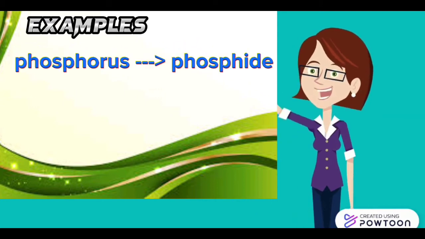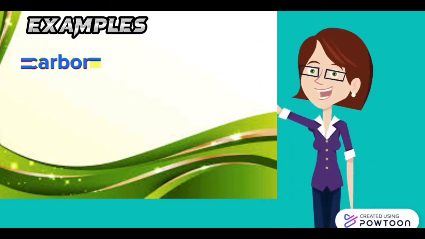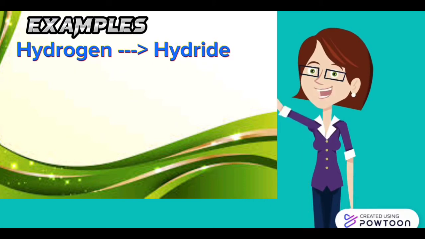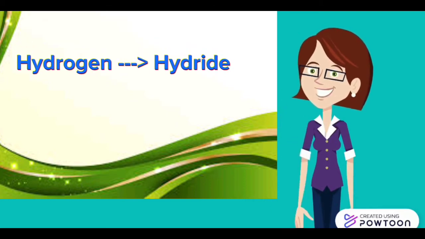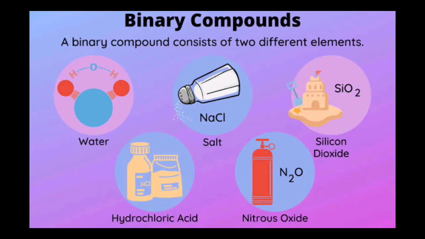If it is phosphorus, I will have phosphide. If it is carbon at the end, I will have carbide. If it is hydrogen at the end, I'm going to have hydride. So whenever I see two elements combined together, the name is always the focus.